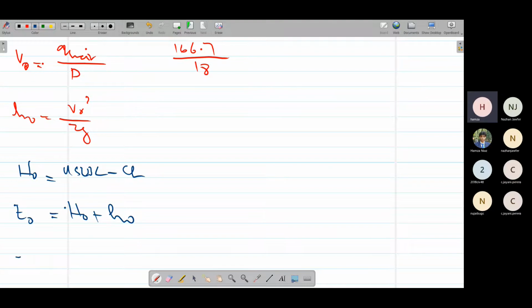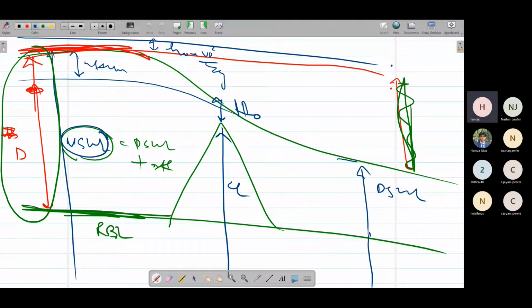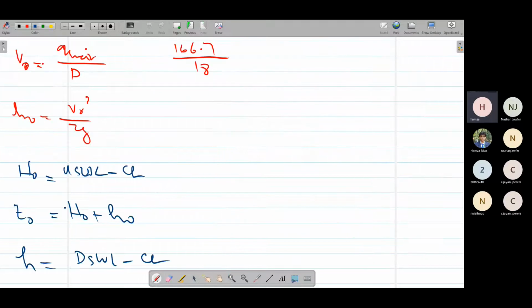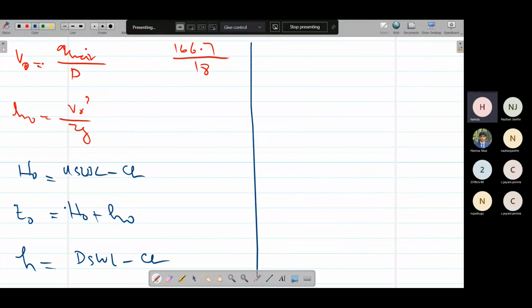After E naught, we can find this H, the weir submergence, as the downstream water level minus the crest level. Simply subtract the crest level from this downstream water level, and we get this H value as the weir submergence. After this H value, we have to follow the same procedure.